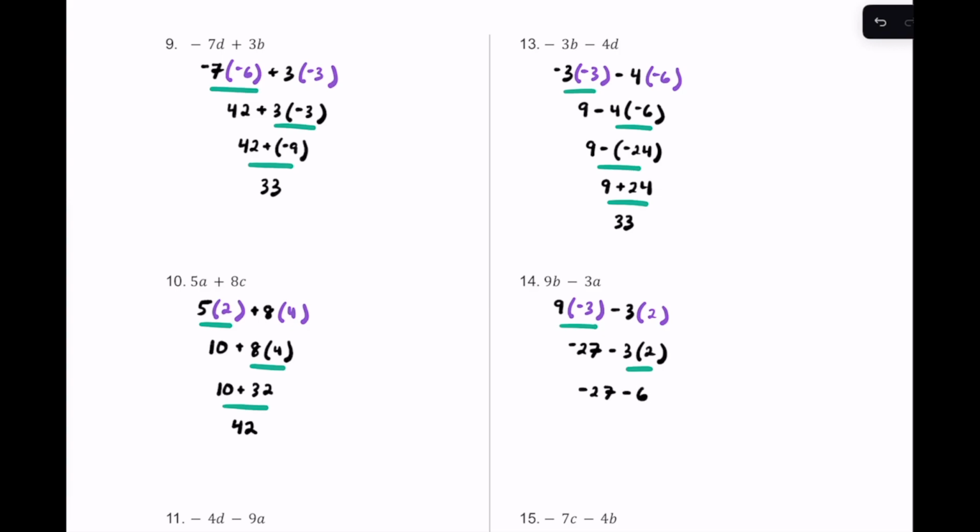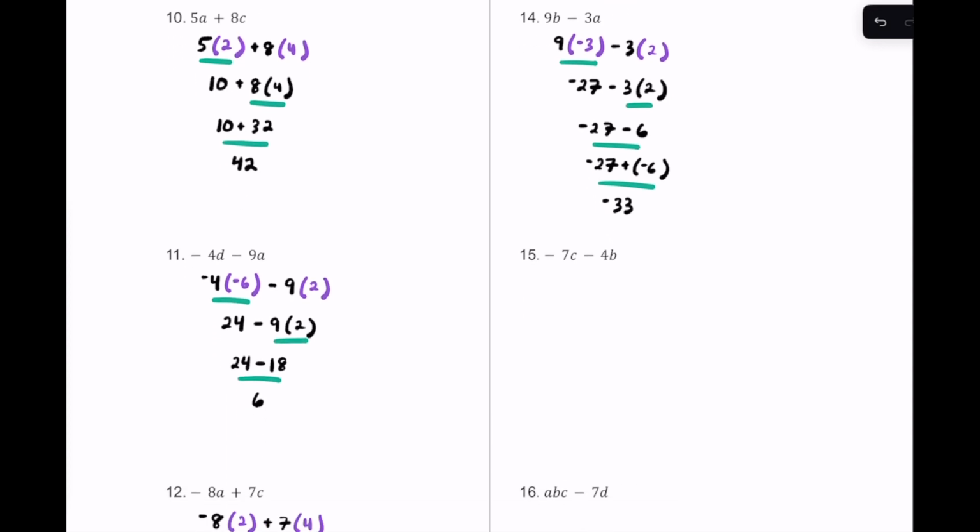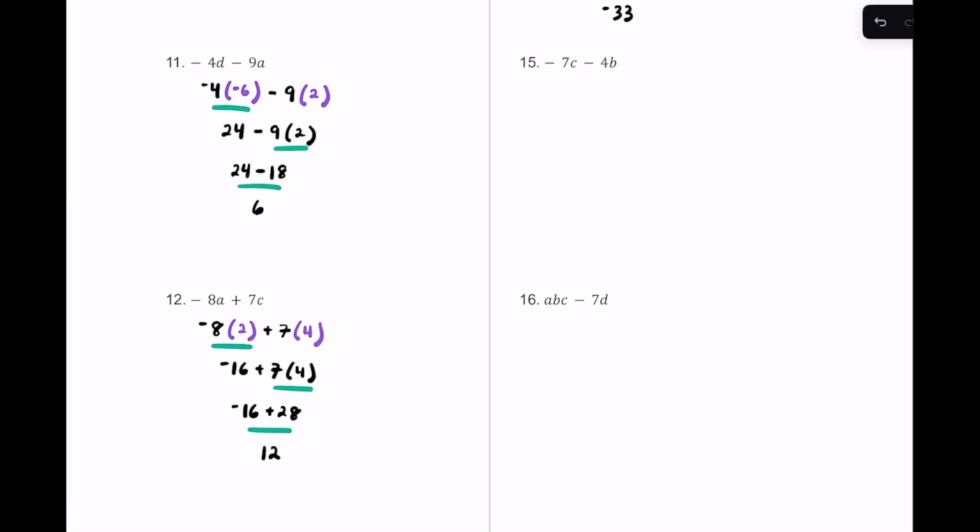Now just like earlier, if subtraction is a little bit strange, we can always rewrite it as an addition problem to make it a little bit easier to understand. So negative 27 minus 6 is the same thing as negative 27 plus the opposite of 6, which is negative 6. So negative 27 plus negative 6, if you add those two negatives, we're going to get negative 33. Moving on to number 15. For number 15, we have negative 7c minus 4b.